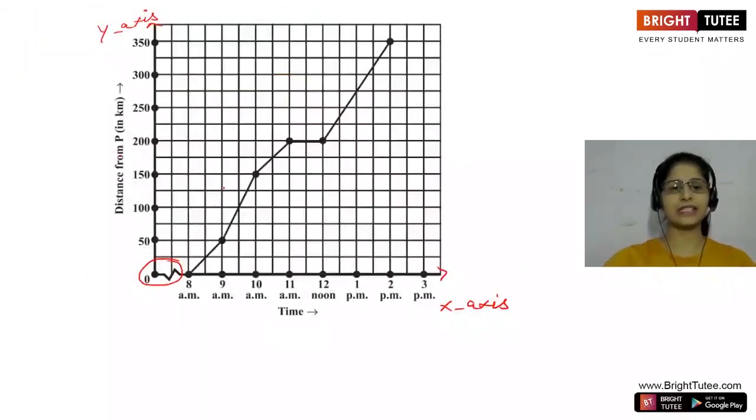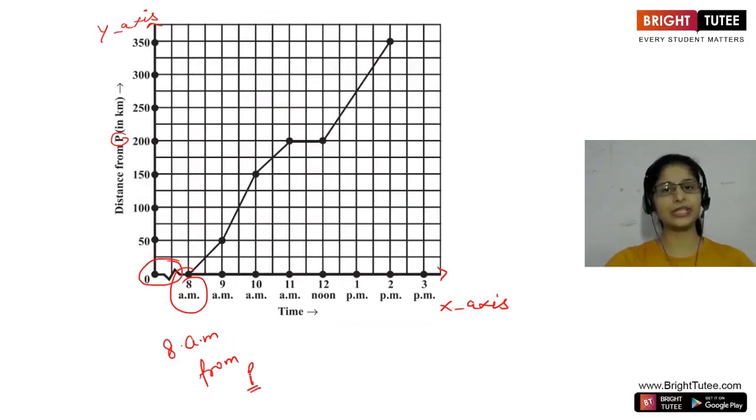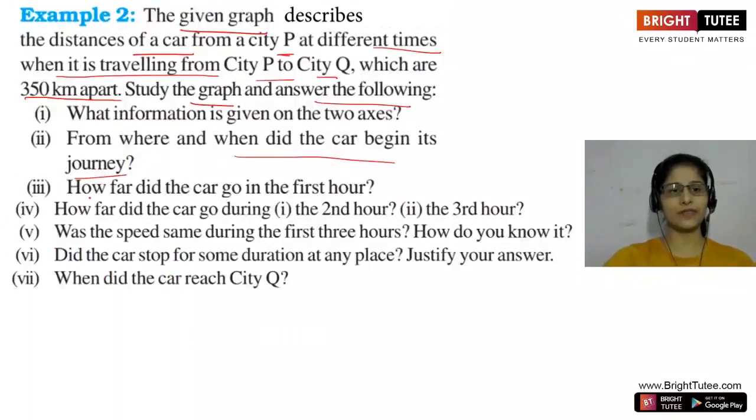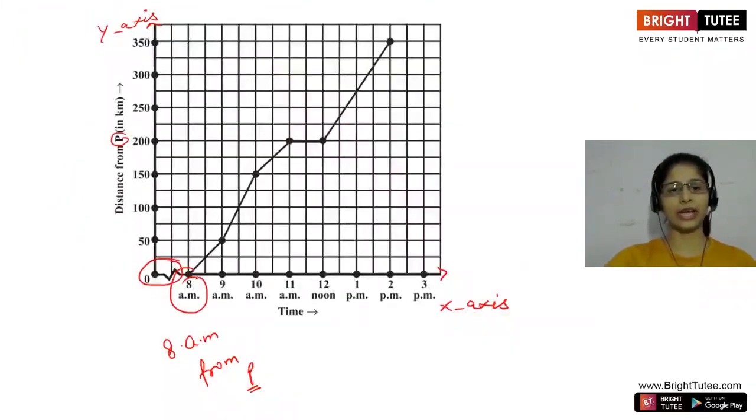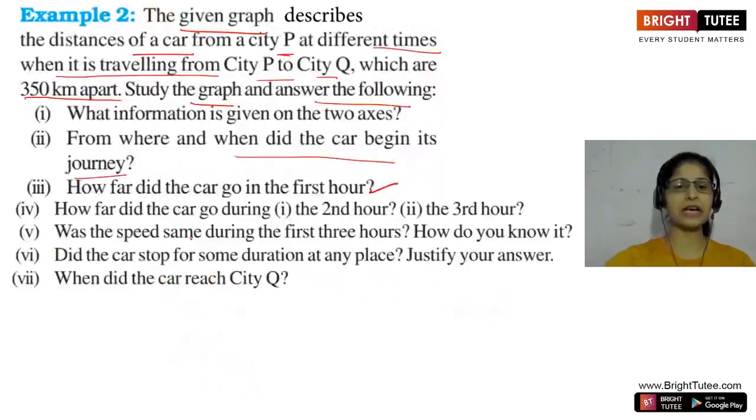Second question is, from where and when did the car begin its journey? So see, the car began its journey from the city P, right, at 8 a.m. At 8 a.m. it started, and from where? From P. So this is the answer to the second question. Third question: how far did the car go in the first hour? That means in the first hour, from 8 to 9. At 8 a.m. it was at 0 km, we see, right? It did not start, and after 8 it started and has reached 9 a.m., and how much is the distance traveled? 50 km. So in the first hour, the distance traveled is 50 km.